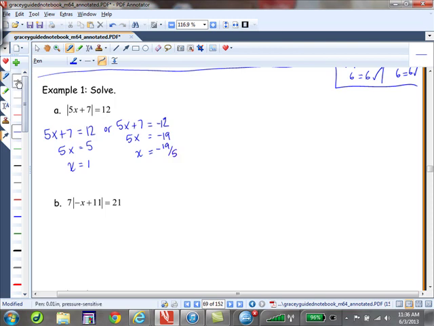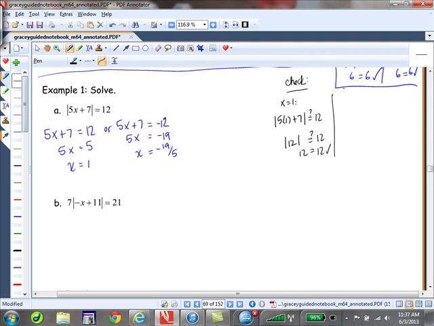Now let's go ahead and check our solution. I'll do that in a different color. We'll check x equals 1 first, and that would be the absolute value of 5 times 1 plus 7. Is that equal to 12? Well, 5 times 1 is 5. 5 plus 7 is 12. So the absolute value of 12, is that equal to 12? 12 is 12. So that one checks out.